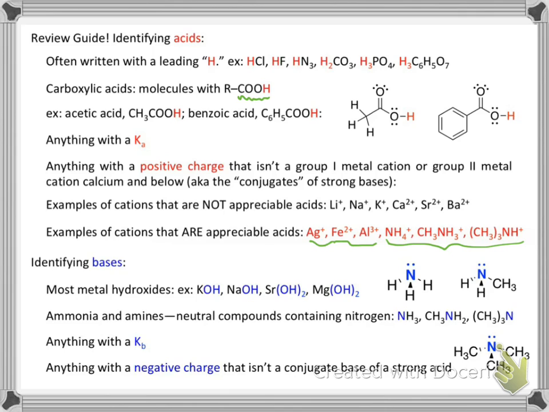For identifying bases, we'll have most metal hydroxides, like the strong bases that we've talked about. Or we'll have ammonia and amines. So this is a nitrogen with a lone pair on it. And then if you have a Kb, that's a good sign that the molecule they've given you is a base. And then if we have the conjugate of a weak acid, which will normally carry a negative charge, then those can be bases. And there are other videos that help categorize and learn how to categorize acids and bases. And so if you feel like you're concerned about this part, go back and check those out.